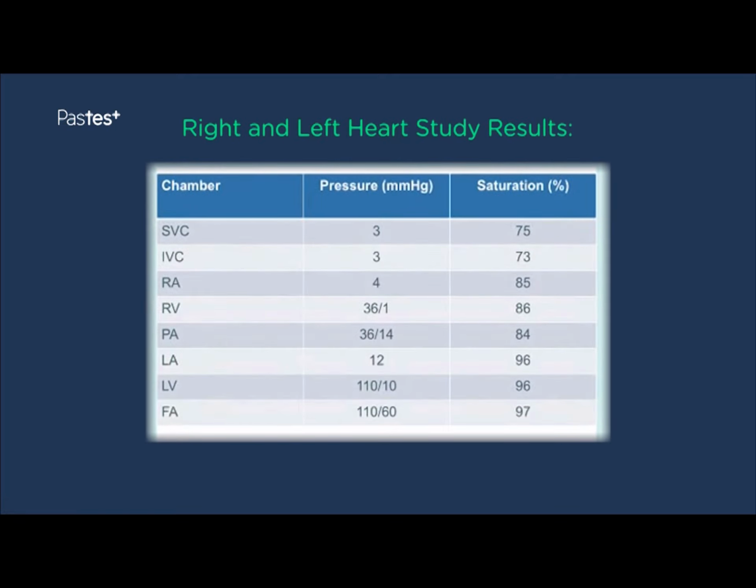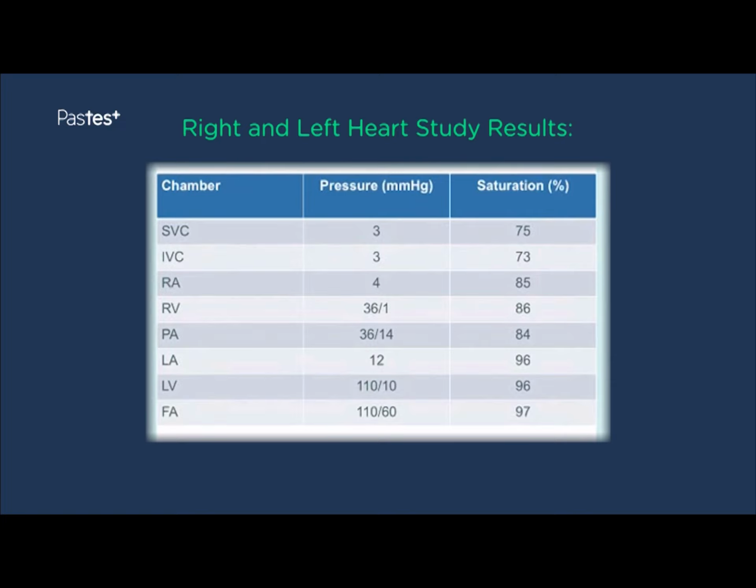So let's take a moment to see if we can use the pressure and saturation studies performed in the catheter lab to help confirm our diagnosis. If we look at the right atrium, the pressures appear very normal at around 4 millimeters of mercury. However, the saturations are elevated. We would expect a saturation of around 74%, but here you can see the saturation is elevated to 85%.